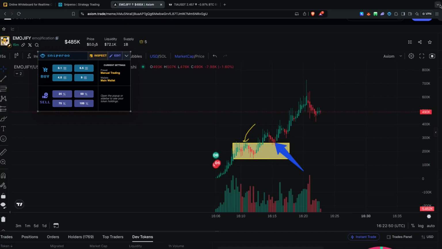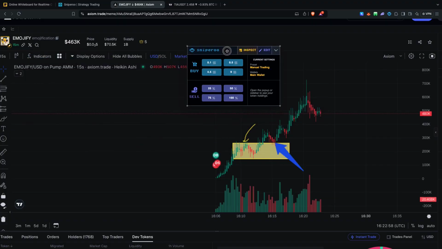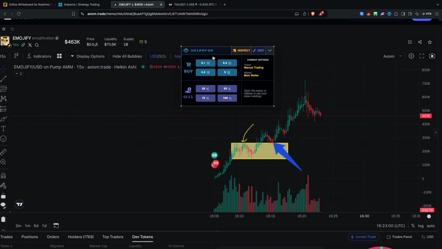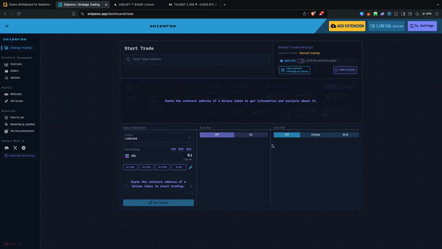But like I told you, in order for you to prevent yourself from investing in coins that are going to rug pull, you need to use Sniperoo. Do you see this platform right over here? It's called Sniperoo. The goodness about Sniperoo is it does have a trailing stop loss. So when it comes to your trading strategy, you can sort of configure it.